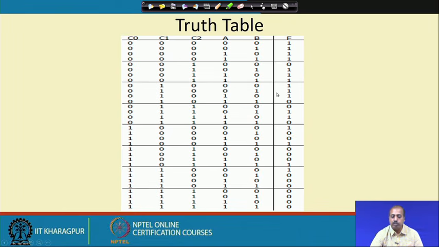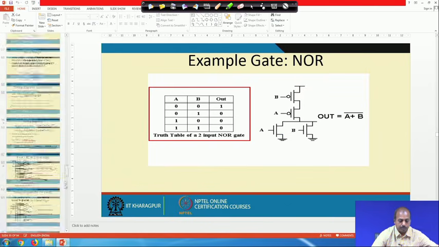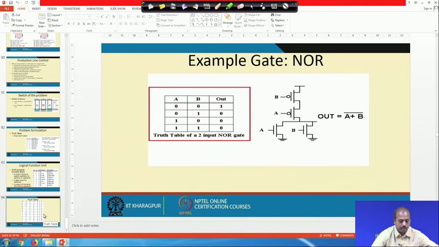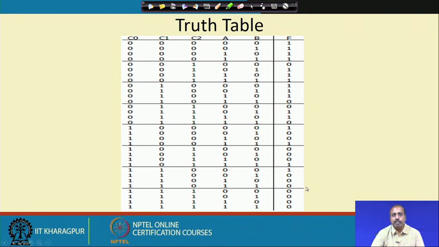So, this way you can draw the truth table, and after you have made this truth table, you can do a logic minimization to get an expression for f in terms of C 0, C 1, C 2, A and B, okay, and that can give us the expression. So, the final circuit is not shown here, but you can always do some logic minimization and get the digital circuit implemented in terms of C 0, C 1, C 2, A and B.